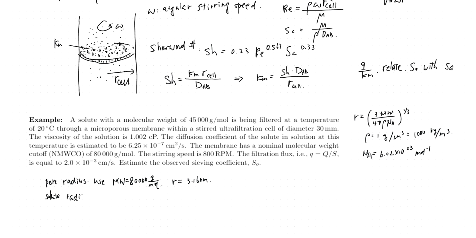we use molecular weight equal to 45,000 grams per mole, and you get A. We are using the same notation that we used when we introduced the lambda. So it's 2.61 nanometer.